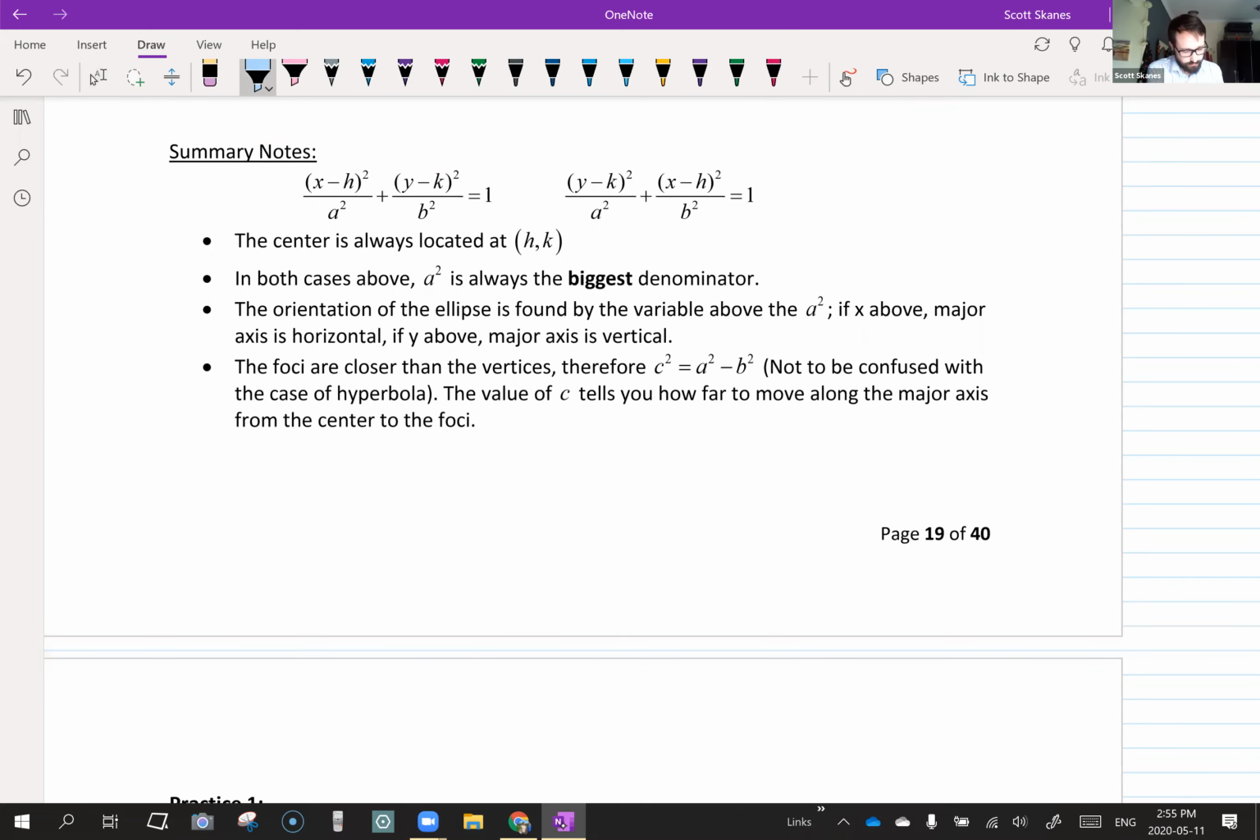The center is always (h, k). If you have h and k given, just steal it. Everything else is the same. A squared is always the biggest denominator, so the biggest number on the bottom.